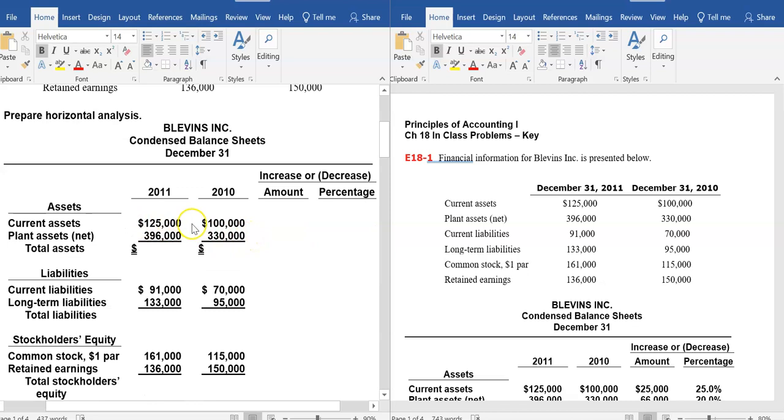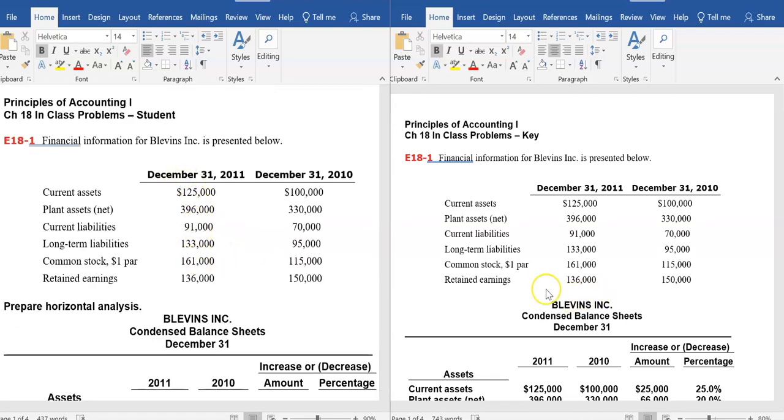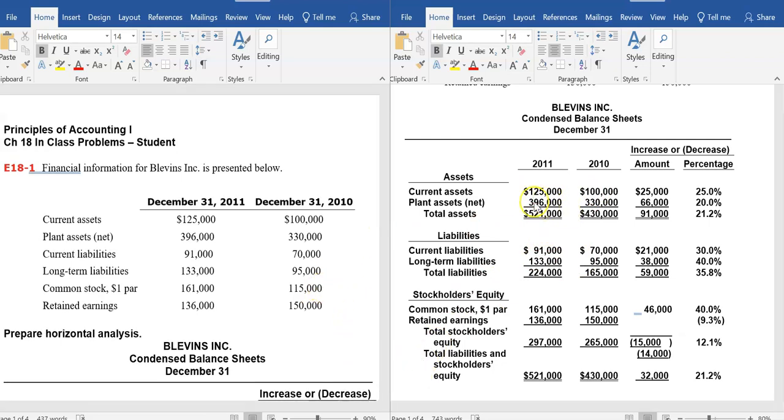All right, looking here, these numbers are just being brought down out of the initial problem information. We are going to complete these balance sheets. So over here on the right, I have the completed balance sheets. So here we have the current asset amounts and the plant asset amounts to get total assets, the current liabilities for the 2 years to get total liabilities, then the common stock and retained earnings for the 2 years to get total stockholders' equity, and then adding in stockholders' equity and liabilities. Okay.